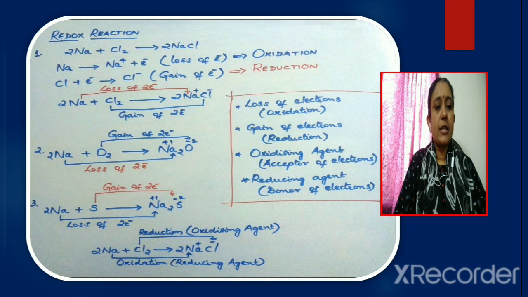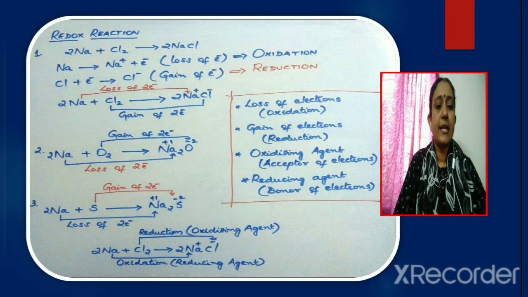Oxidation and reduction can also be defined in terms of loss and gain of electrons. Consider the equation 2Na plus Cl2 gives 2NaCl. This reaction can be considered as two half reactions. Sodium giving sodium ion plus an electron. We know that sodium loses an electron and changes to sodium ion Na+. So there is loss of electron, that is, sodium loses an electron. So this process which involves loss of electron can be considered as oxidation reaction.